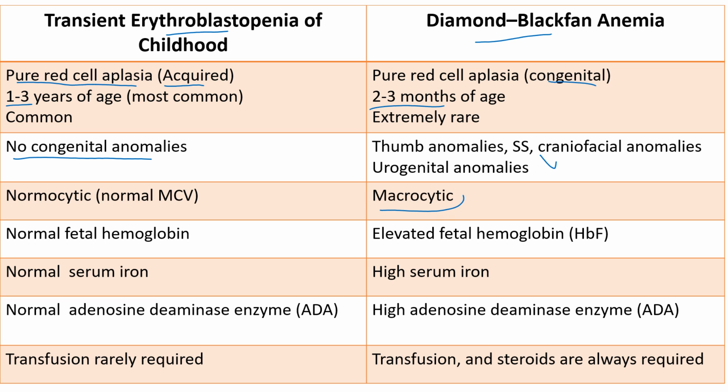Normocytic anemia, macrocytic anemia in Diamond-Blackfan anemia. Normal fetal hemoglobin, normal serum iron, normal EDA. Here is elevated hemoglobin F, elevated serum iron, and elevated EDA. The treatment here is reassurance. Transfusion rarely required. Here transfusion and steroids are always required.